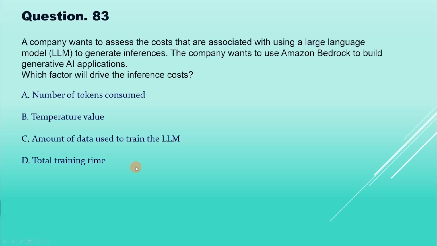And the correct answer here will be option A, number of tokens consumed. Because the more tokens used, the higher the cost, and all the others affect the training cost, not the inference cost. Like the temperature value, the amount of data used to train the LLM, and the total training time, they will all impact the total training cost, not the inference cost. Inference cost will be impacted by the number of tokens consumed. So option A is correct here.